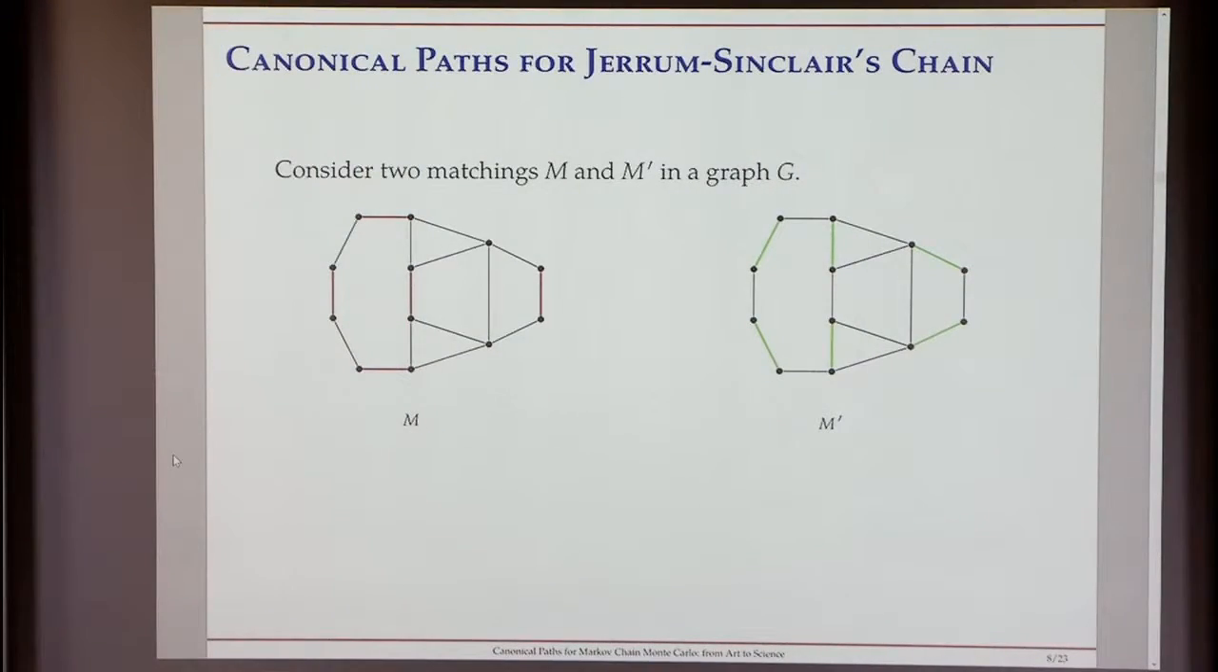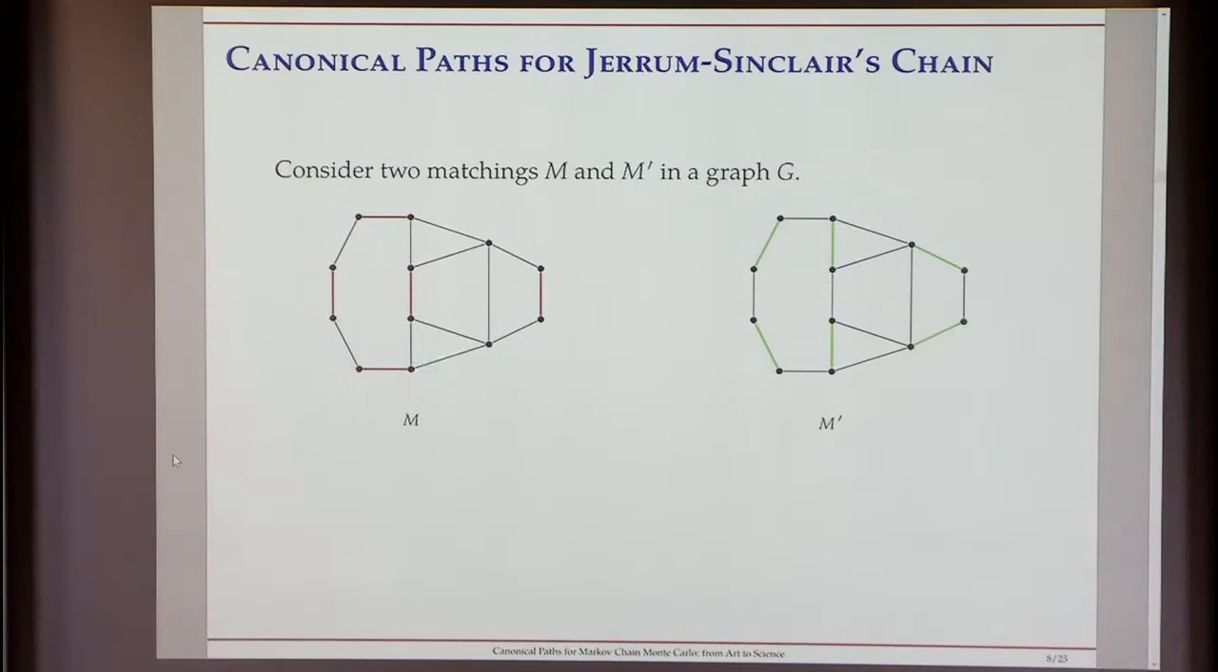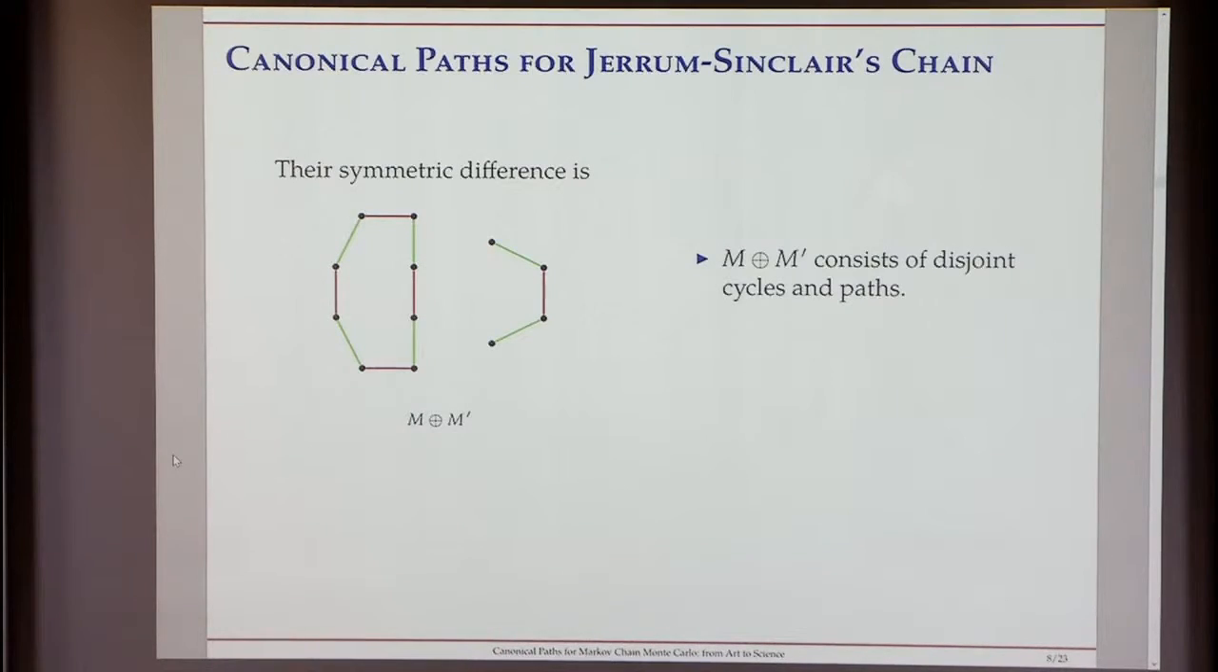Consider now that we have a pair of matchings in the configuration graph, M and M prime. The first thing we do is to take the symmetric difference of these two matchings. Since M and M prime are both matchings, we obtain a graph which consists of disjoint cycles and paths.